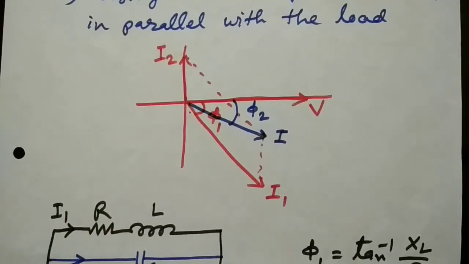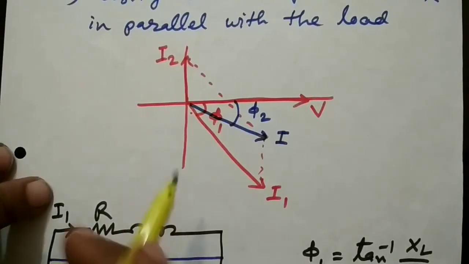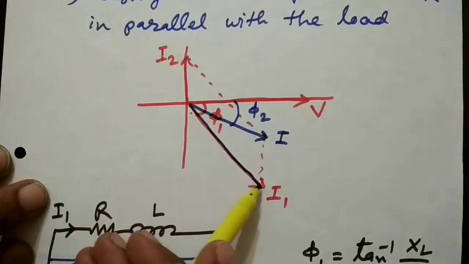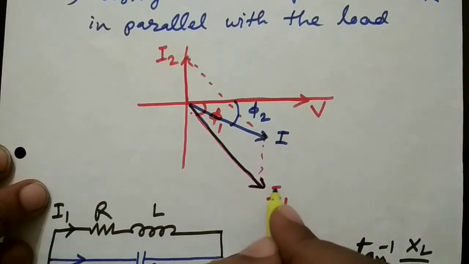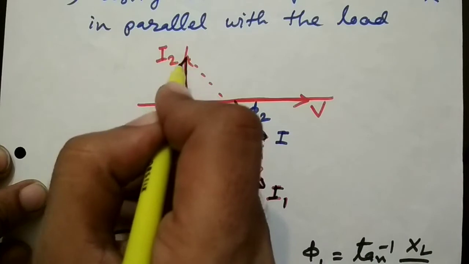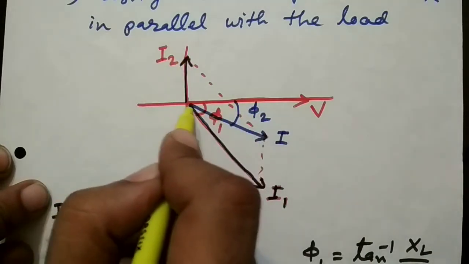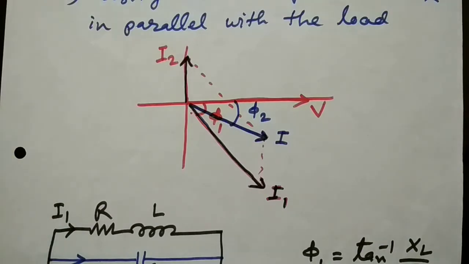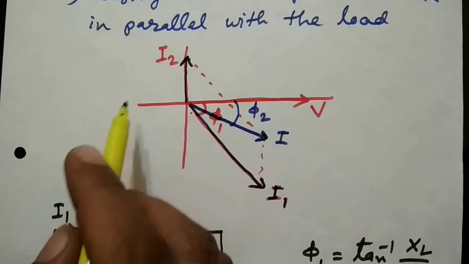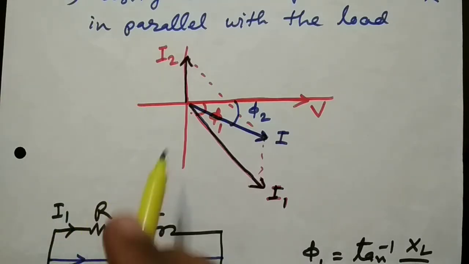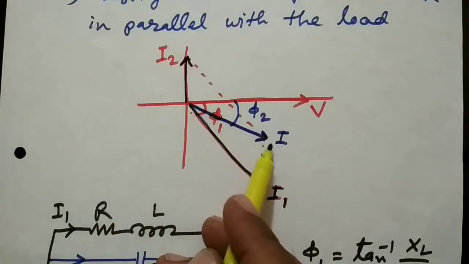From this phasor diagram, we can also see that initially the magnitude of the current was very high. But as we add the capacitor in the circuit, the magnitude of the overall circuit current is reduced. So we have two advantages for using a capacitor. The first one is the power factor will be improved, and the second is the magnitude of the circuit current is also reduced.